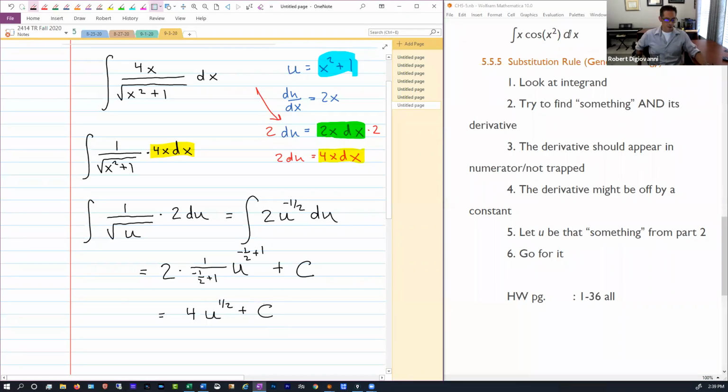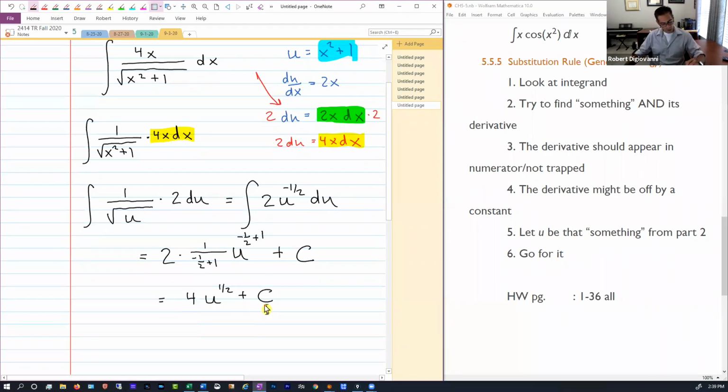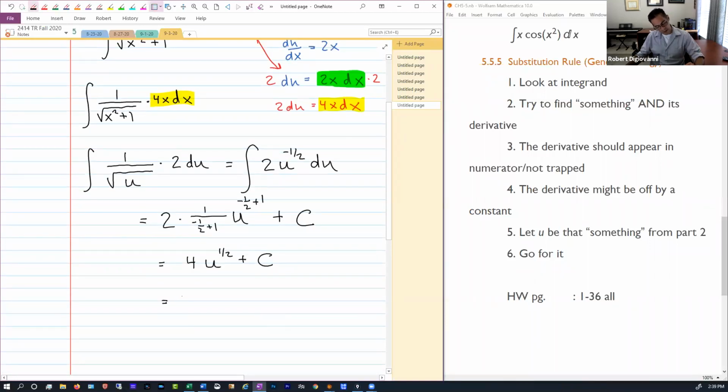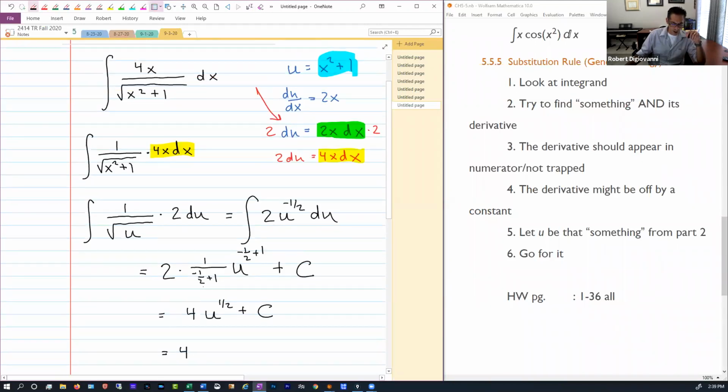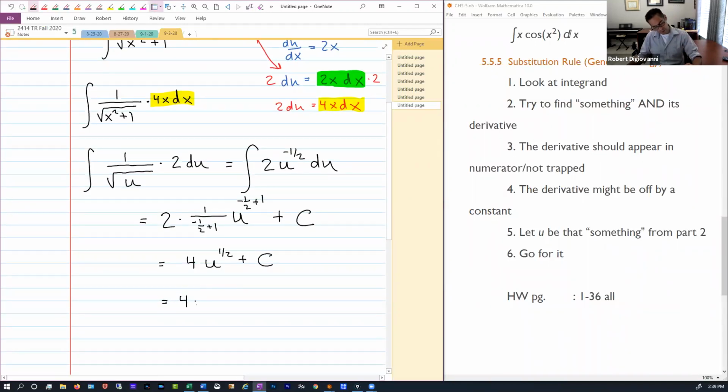I went ahead and cleaned all that up real quickly. And my last step is to get back to what u was. Replace u with what it was. And u was x squared plus 1. So this becomes the square root of x squared plus 1 plus c.